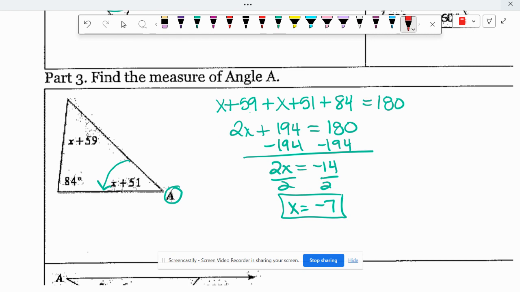Again, it's not saying that the angle measure is negative 7. It's saying the value of x is negative 7. Negative 7 plus 51 equals the measure of angle A. Well, negative 7 plus 51 is 44. So 44 degrees equals the measure of angle A.